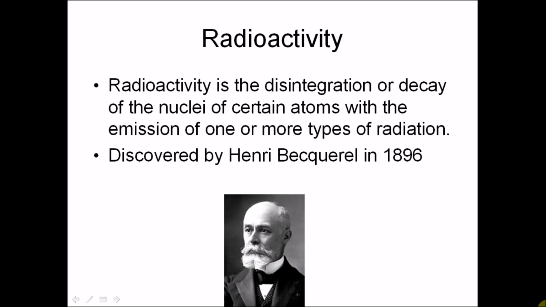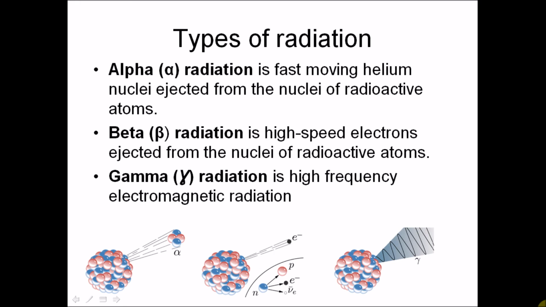Radioactivity was discovered by Becquerel in 1896. It is a spontaneous decay of an atom due to an unstable nucleus. It results in alpha, beta, or gamma radiation. Alpha radiation is a helium nucleus that's emitted from the nucleus.